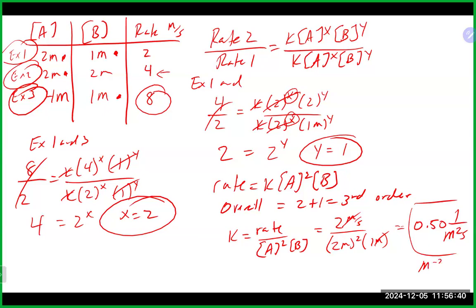R m to the minus 2, s to the minus 1. Again, there are ways you could do that. By the way, as we talked about, that is a third order reaction. That's 3 letters. So 3 letters, third order, 2 letters, second order, 1 letter, first order, right?